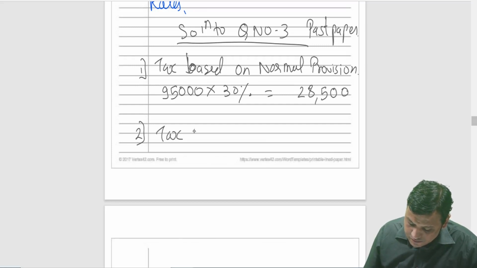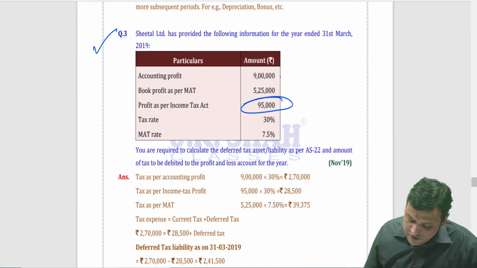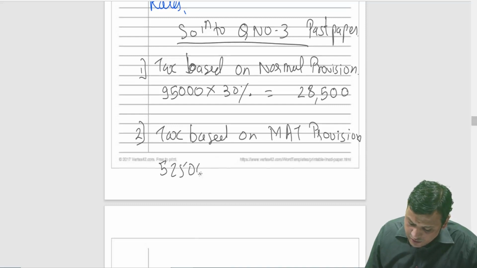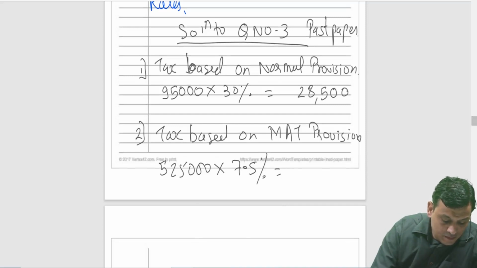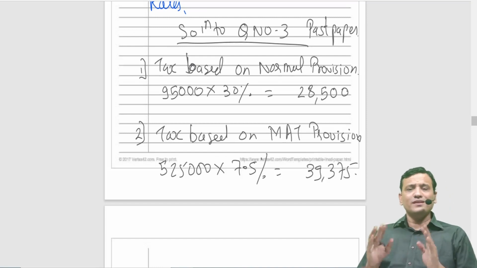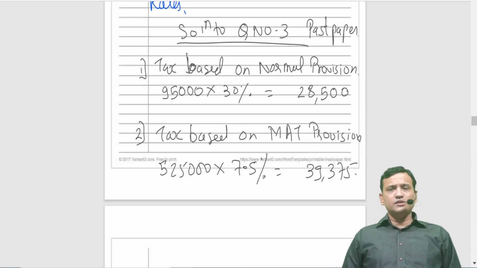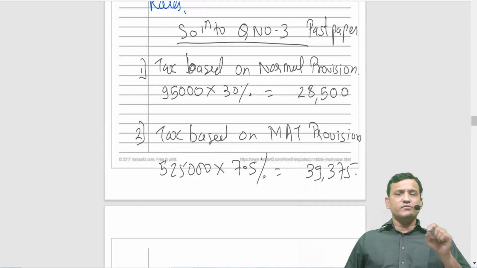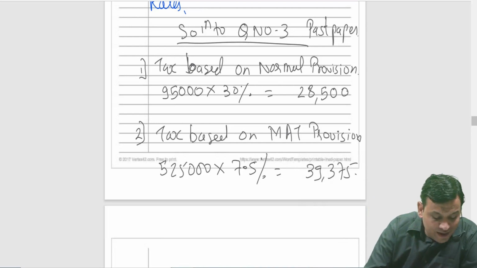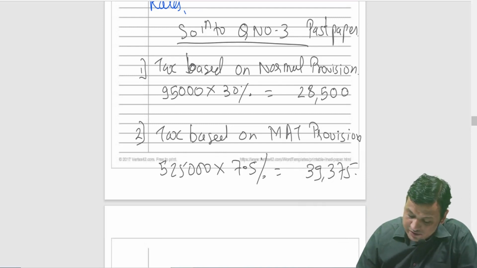Second, tax based on MAT provisions, minimum alternate tax provision. That is always based on book profit as per MAT, 525 into 7.5%. 5,25,000 into 7.5% is 39,375. So what is the amount of tax you have to pay in the current year? It will be 39,375, based on MAT provisions. But obviously, you will be getting MAT credit, which will be 10,875.